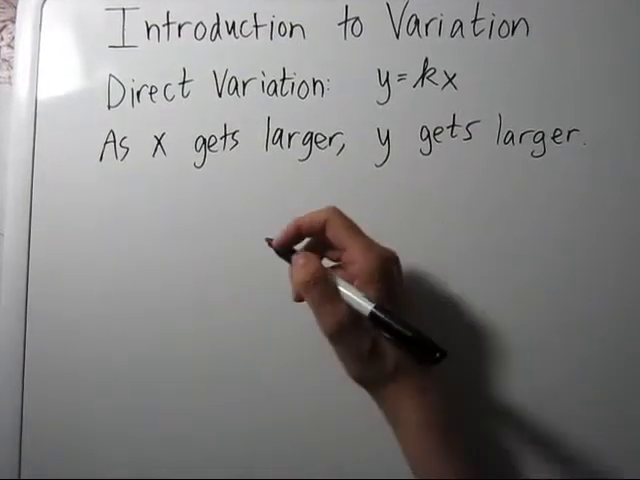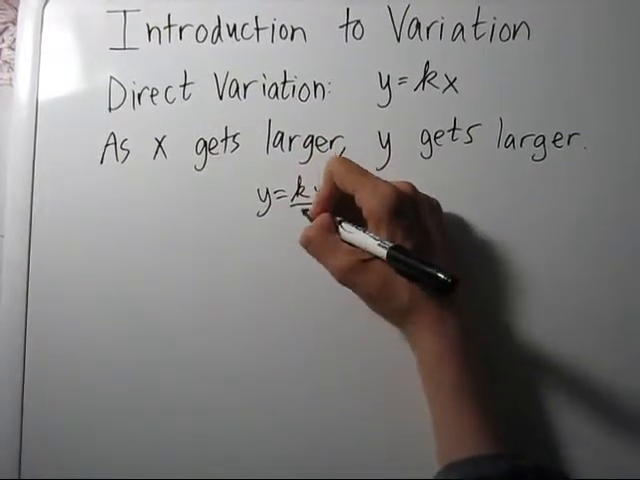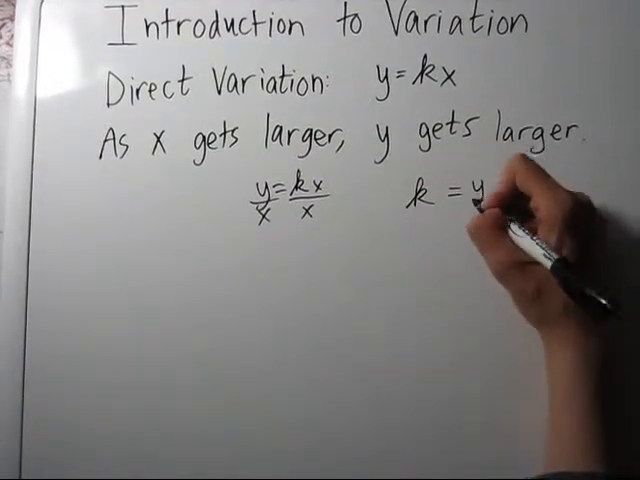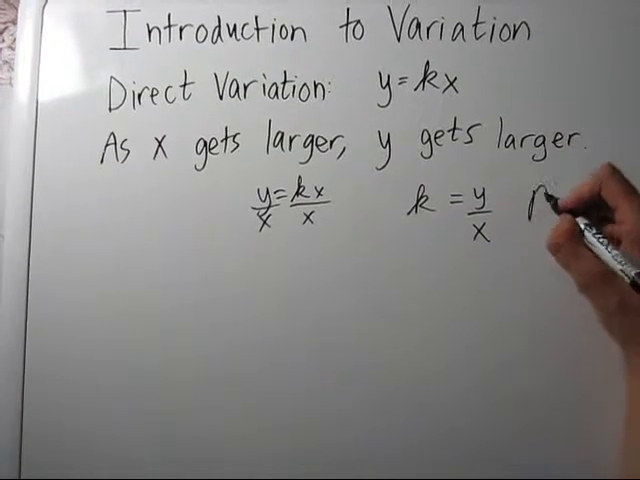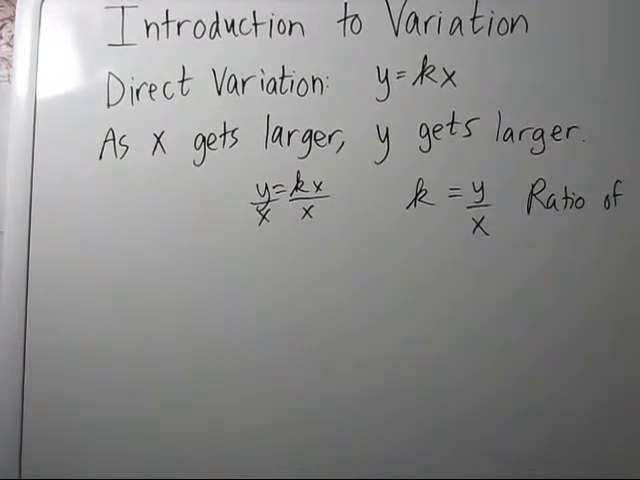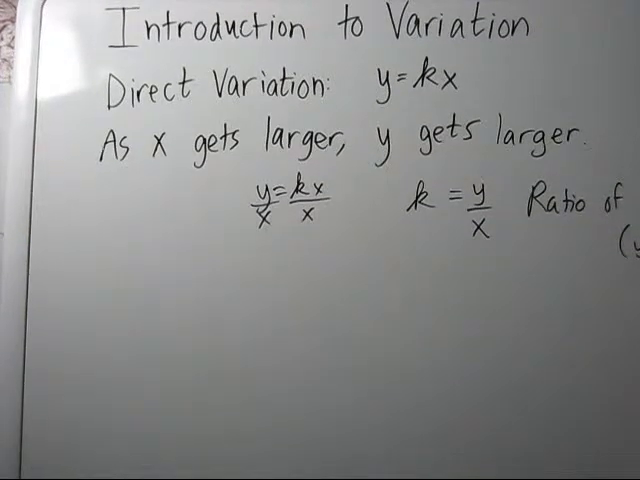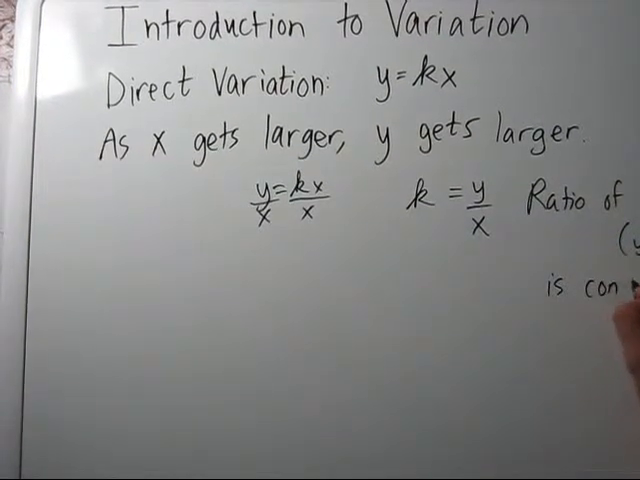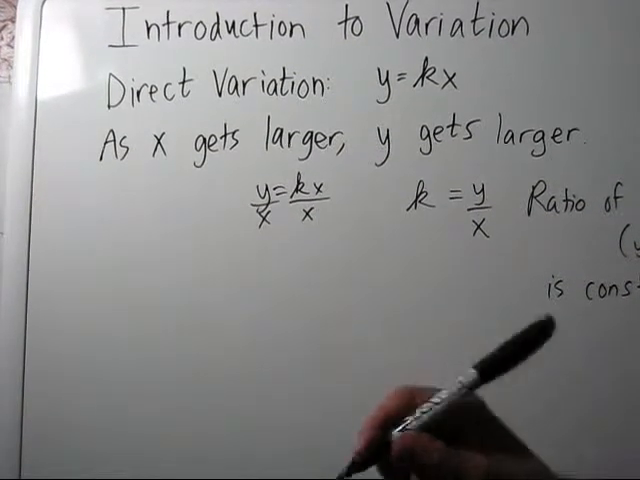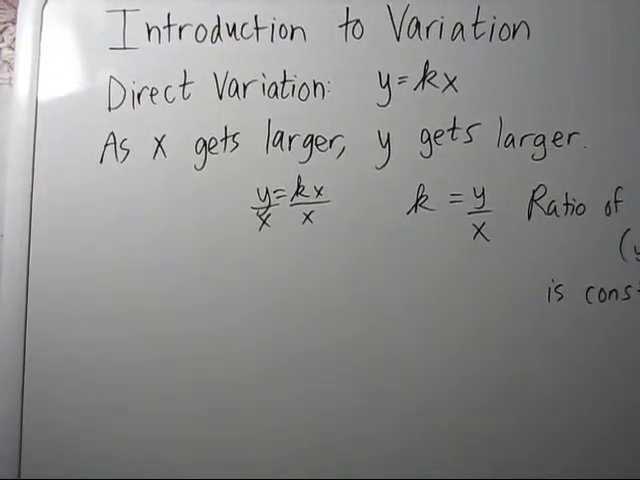Now let's solve for k here. Let's divide both sides by x. And we get that k equals y over x. So what does that mean? It means the ratio of x and y, or y and x, is constant. The reason I can switch these for x and y and x is if you solve for x you get y over k, so you can just consider 1 over k as your constant.